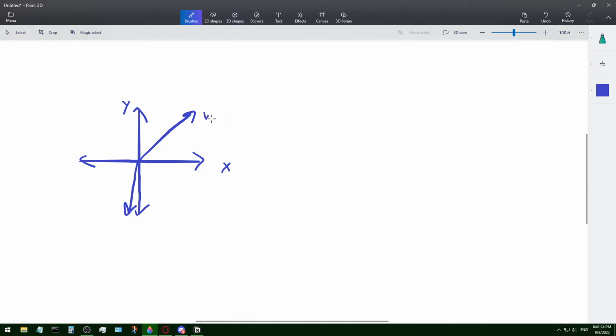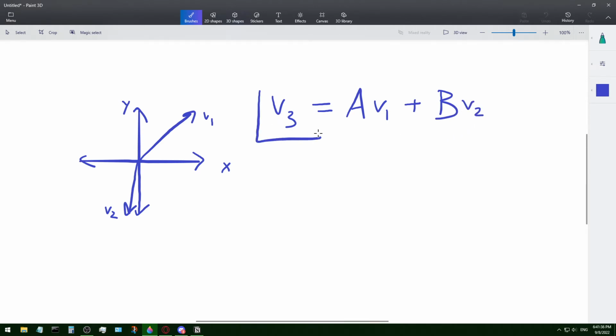So let's say this is V1 and this is V2. A linear combination would be, for example, vector 3 equals A, where A is a constant, times V1, plus B, where B is another constant, times V2. So V3, you call that the linear combination of V1 and V2.